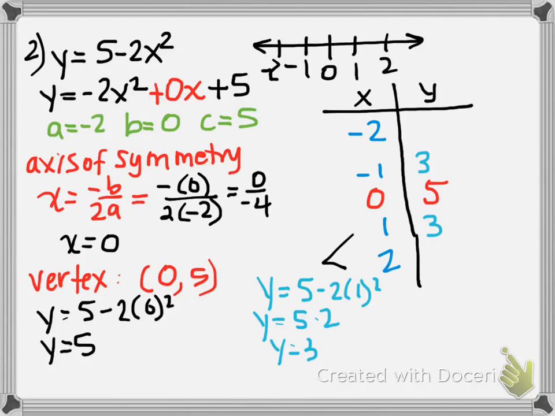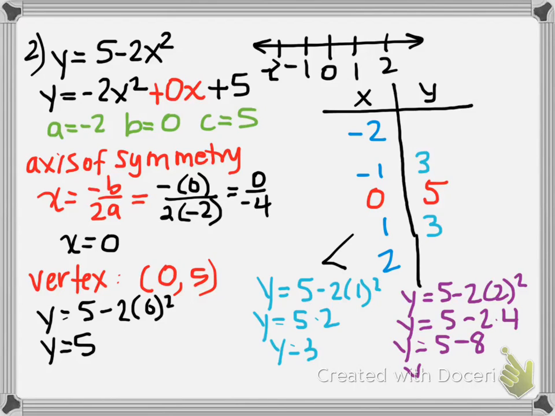And you can see the logic of that. Negative 1 squared is 1. Negative 2 times 1 is negative 2. 5 take away 2 is 3. So nothing changes. Let's go with another value here. Let's go with the 2. So y equals 5 minus 2 times 2 squared. So we're going to get y equals 5 minus 2 times 4, which is y equals 5 minus 8, which gives me a negative 3. And if I get a negative 3 there, then I'm going to get a negative 3 at top.